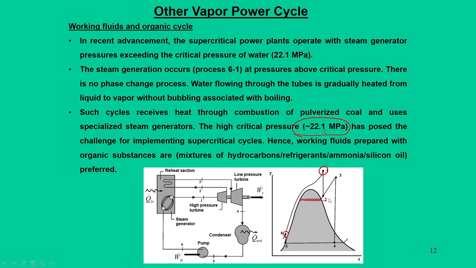And for that reason, what we have to choose is that we have to change our working fluids, and there are some substances, typically they fall under the category of organic substances. They are nothing but a mixture of hydrocarbons, refrigerants, ammonia or silicon oil. And such substances have the capability of going from the liquid state to the vapor state directly without crossing this liquid vapor region, and that too they can operate at relatively lower critical pressures. And when they operate at relatively lower critical pressures, then of course temperature goes down. In that way the metallurgical difficulties of materials are taken care of.